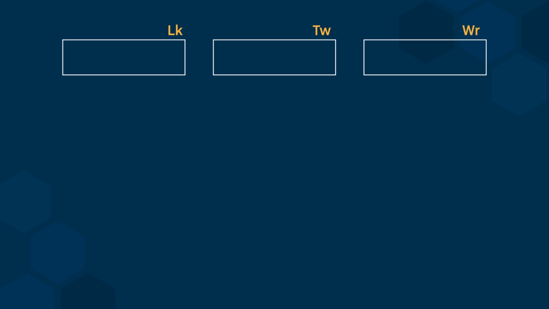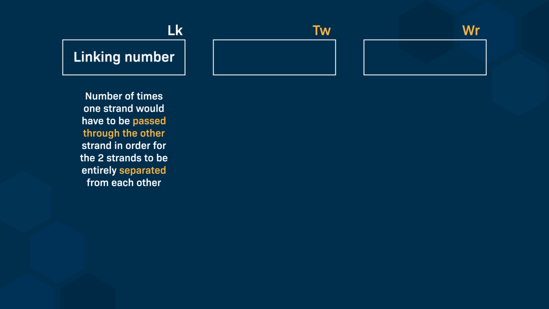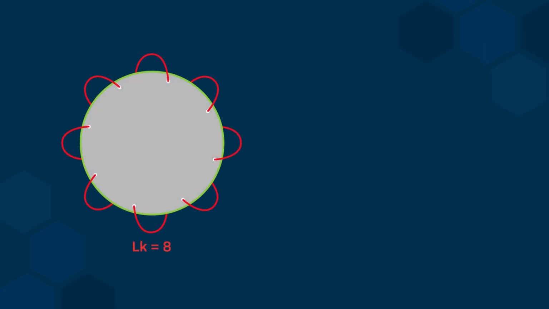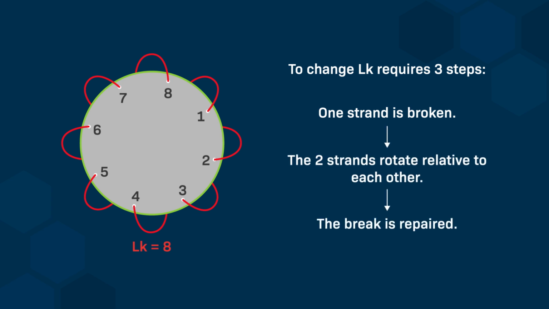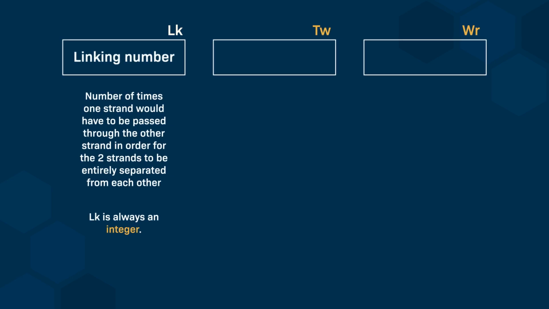The linking number is a topological property that describes the total number of times one strand of the DNA double helix wraps around the other. It is an integer that remains constant as long as the DNA molecule is not broken. This can be visualized as the red strand crossing the gray surface, which is encircled by the green strand in the diagram. To change the linking number, a three-step process that is catalyzed by specific enzymes is required. One strand has to be broken, the two strands rotate relative to each other, and then the break has to be repaired. The linking number is always an integer.